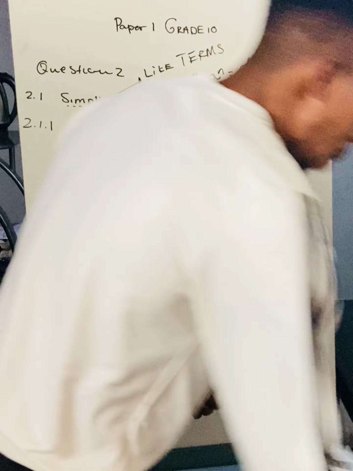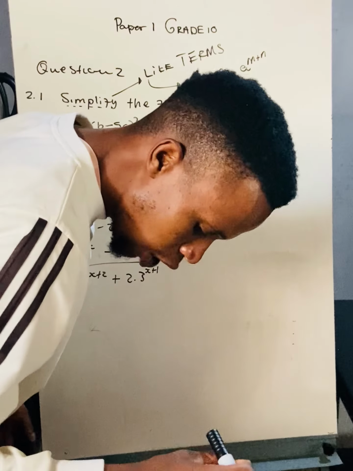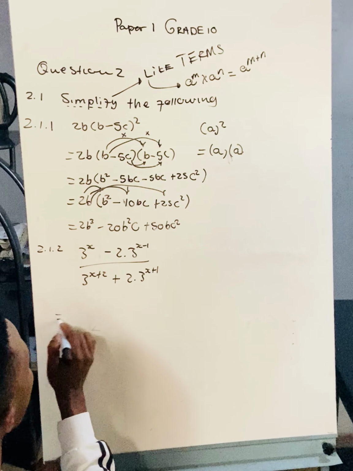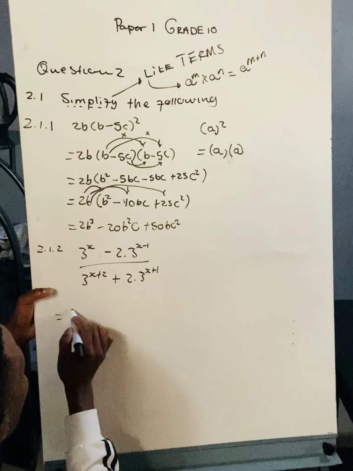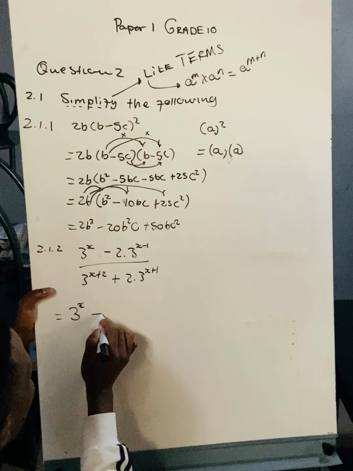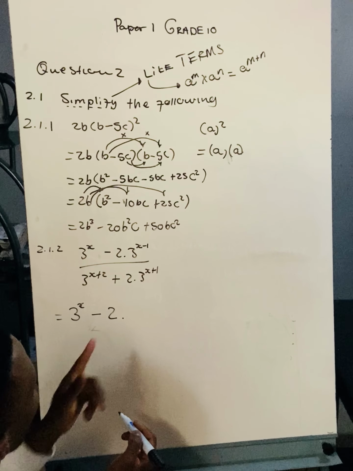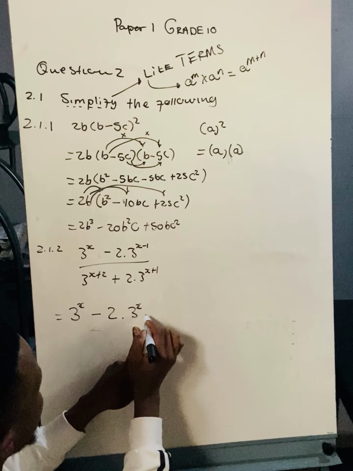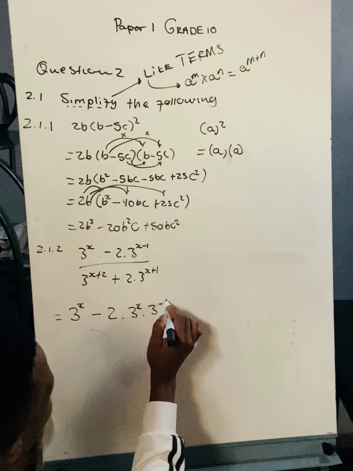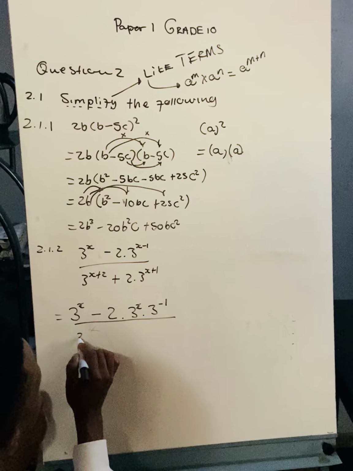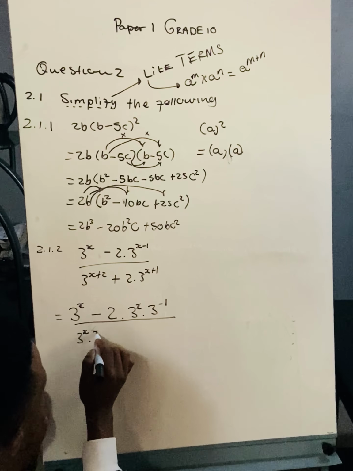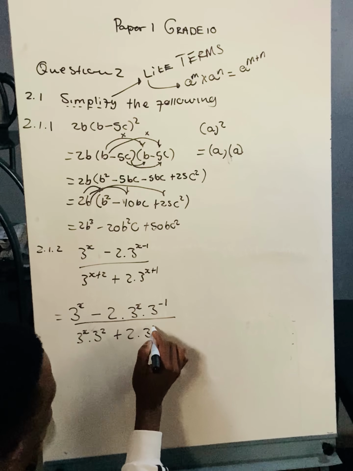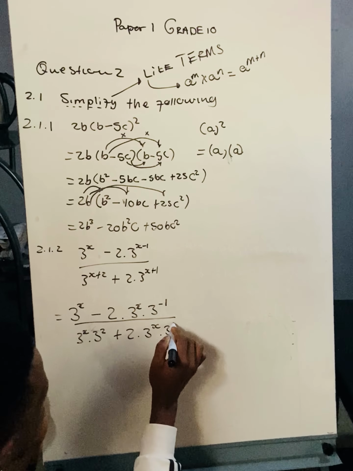So what we need to do about this one, guys, in this question we need to make sure that we spell it out, we separate the exponent. As we separate the exponent, this 3 will remain as 3 to the power of x minus 2. But on this side we have x minus 1, meaning the first 3 is going to carry x, the second 3 will carry negative 1, divided by 3 that will carry x, then the second one will carry 2, plus 2 multiplied by 3 to the power of x and multiplied by 3 to the power of 1.